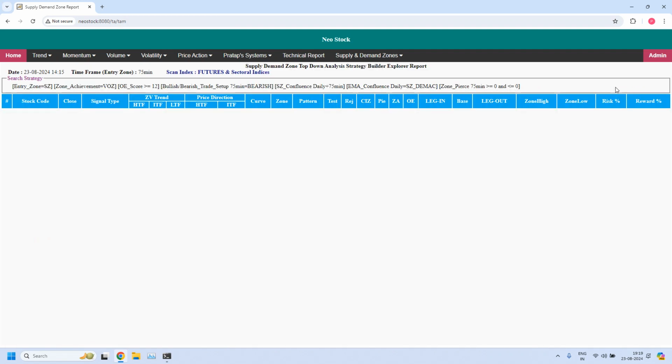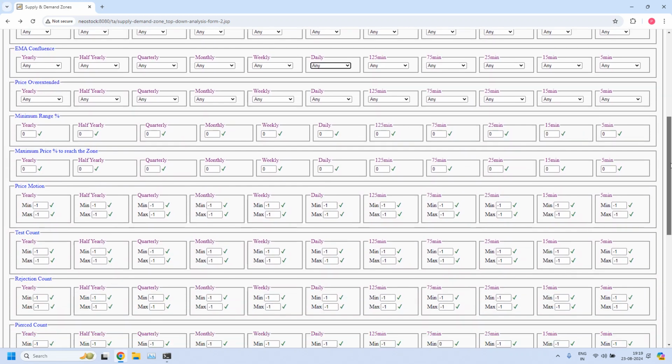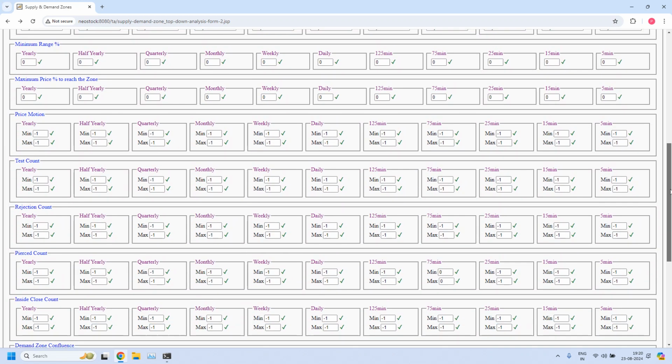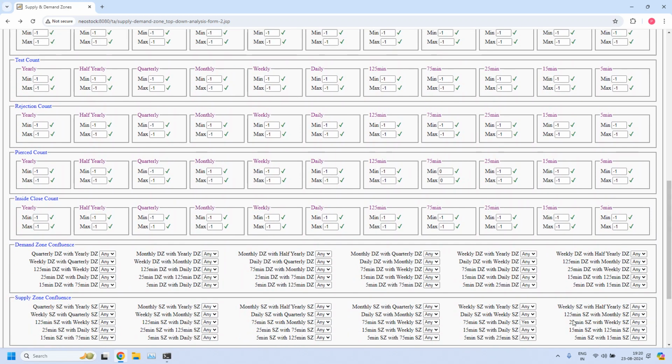No, it is not having any EMA confluence, but HTF confluence we will see. Before that, we have to remove this EMA confluence filter. Now let us look for supply zone confluence available with HTF time frame. That is 75 minute supply zone with daily is already enabled. 75 minute supply zone with weekly, now I am enabling. And daily and weekly zone confluence also, now I am enabling.